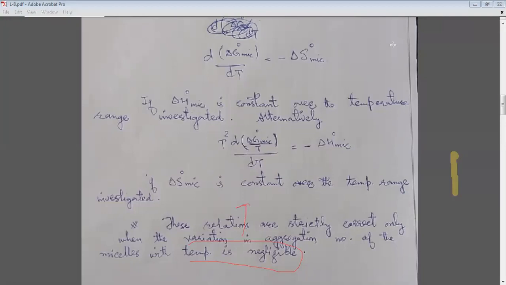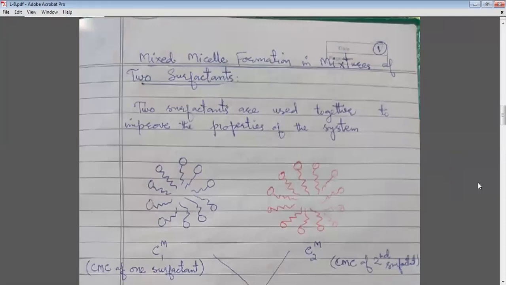These were the three equations, that means for non-ionic, ionic and for divalent surfactants. Now we will move towards a new topic, called mixed micellization. This is a very important topic, and it contains very important concepts. For example, our first topic is mixed micelle formation in the mixture of two surfactants.